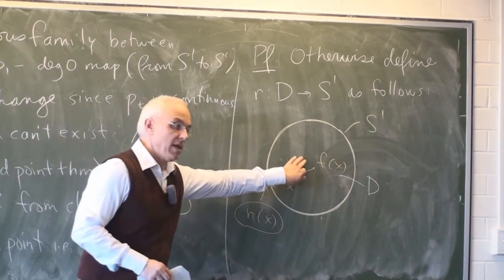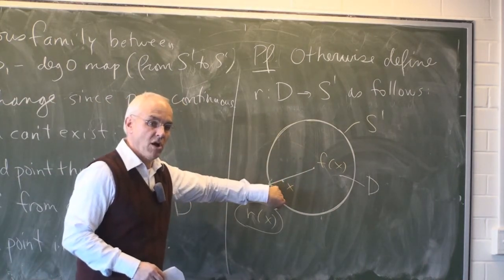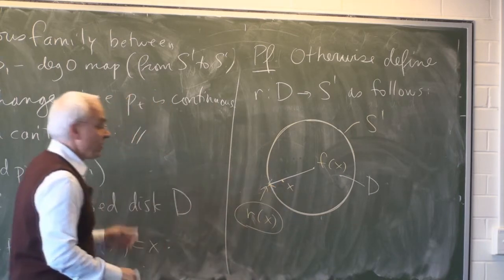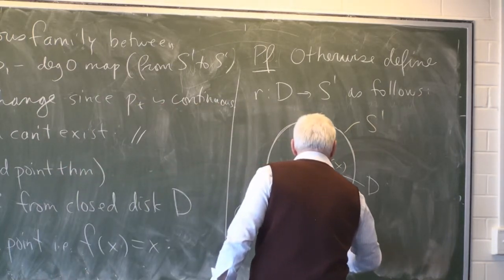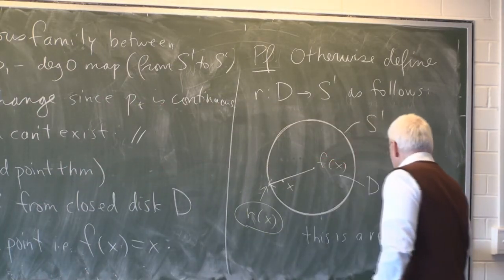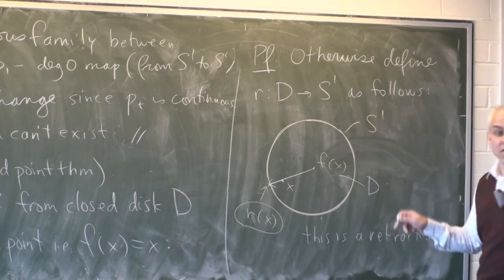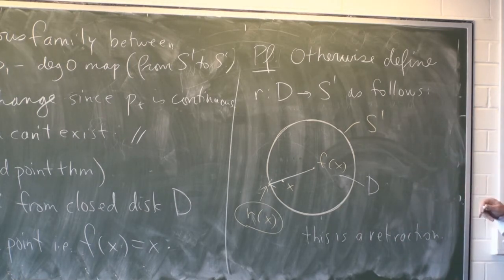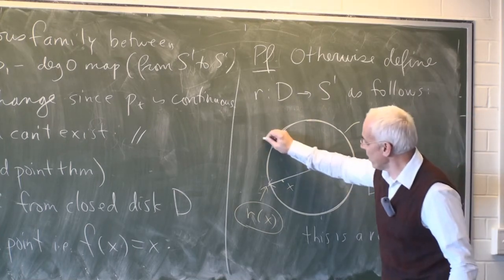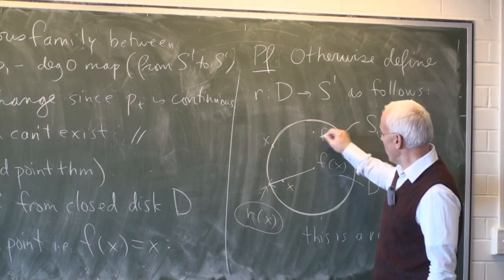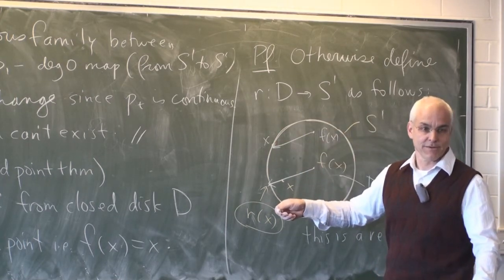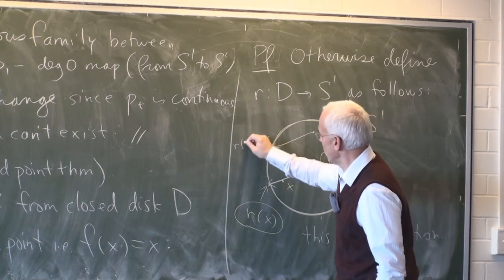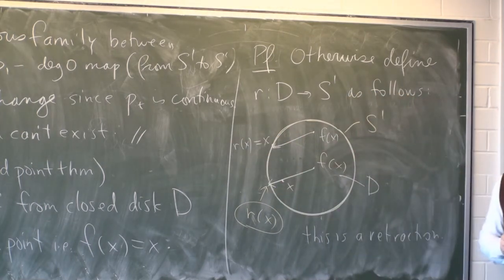So to a point in the disk, we now associate a point on the circle. And that's actually a retraction. Why? Because if x was itself to start with on the circle, say x happened to be there, then no matter where it goes, when you draw the ray it is going to intersect at x. So for x on the boundary, x would equal R of x. So that's the retraction property.